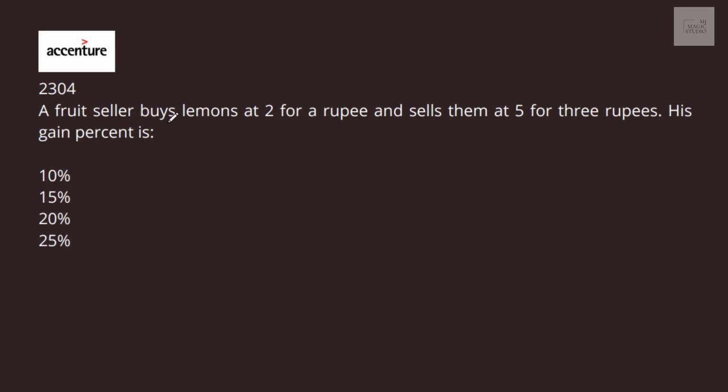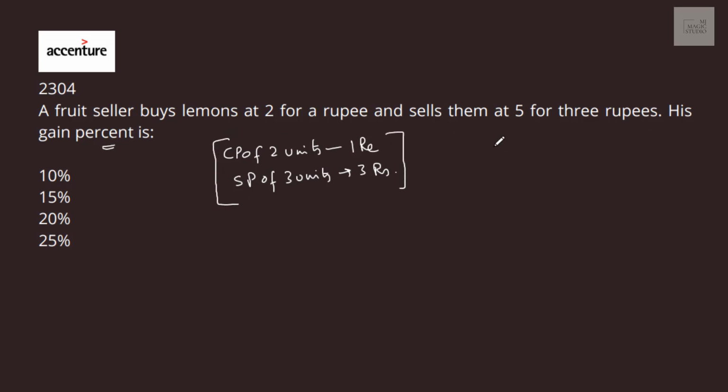A fruit seller buys lemons at 2 for a rupee. CP of 2 units is 1 rupee, and sells them at 5 for 3 rupees. SP of 5 units is 3 rupees. What is his gain percentage? These kinds of questions are very popular in profit and loss, and we can solve this using our rule 4 of the rule book, that is known as the det rule.